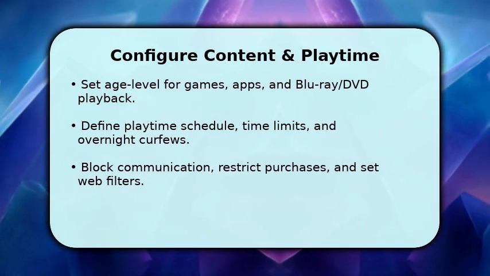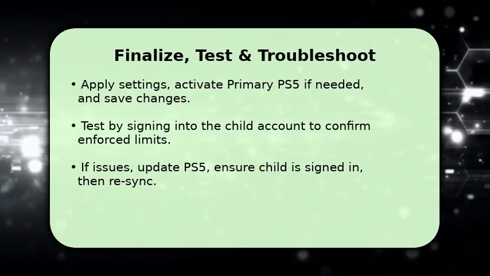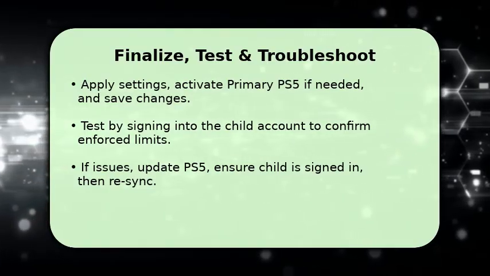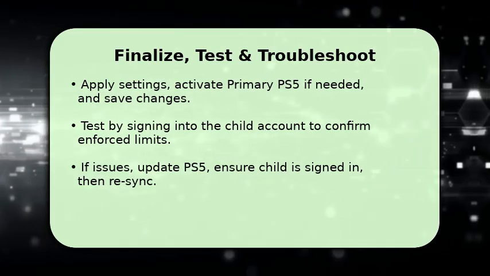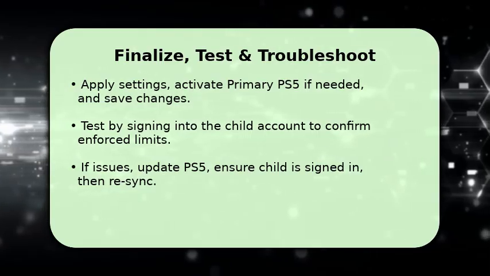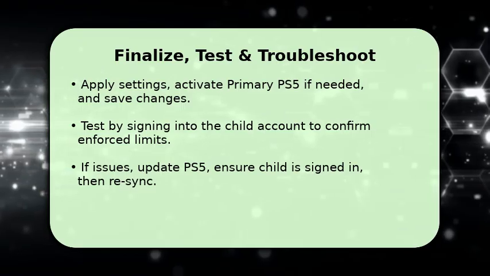These controls work together to limit exposure and spending on the console. Finish by applying the settings, and if asked, activating the PS5 as the primary console so restrictions apply offline. Test the setup by signing in as the child and attempting a blocked action to confirm enforcement. Make sure the Family Manager PIN is set and kept private.